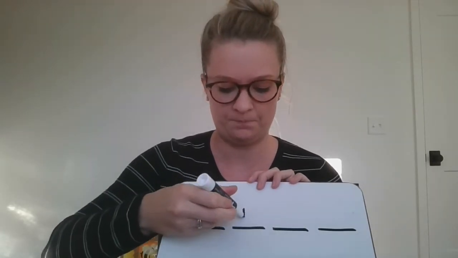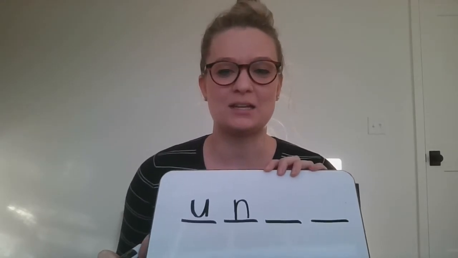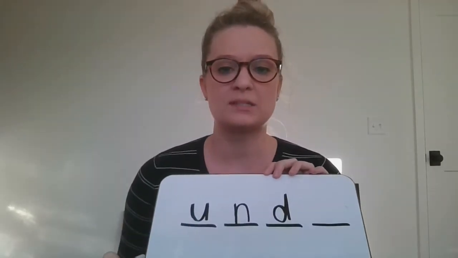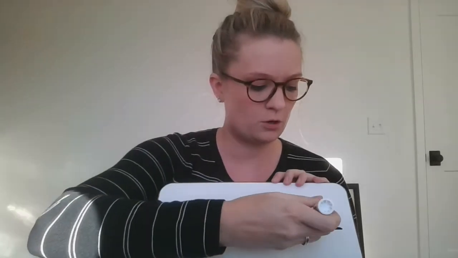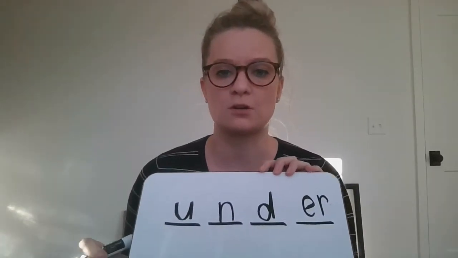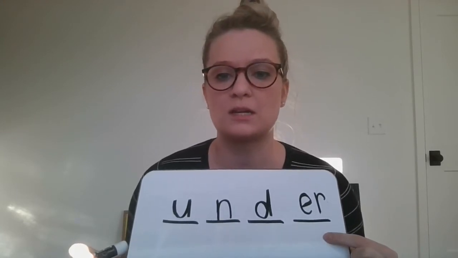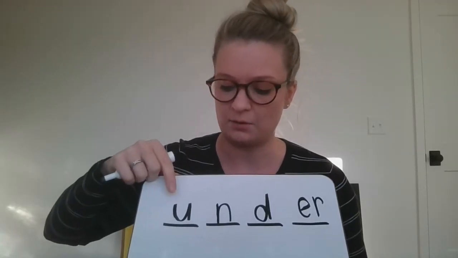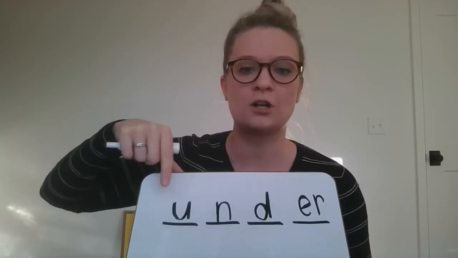How do we spell it? With an N. Our next sound is d. Good. We spell it with a D. What's the final sound in our word under? Good. The sound is er. We're going to use ER. This is our most common spelling pattern for the sound. Notice it's 2 letters on one line because these 2 letters work together to make one sound. Your student should then be able to sound it out and blend it back together. Under.